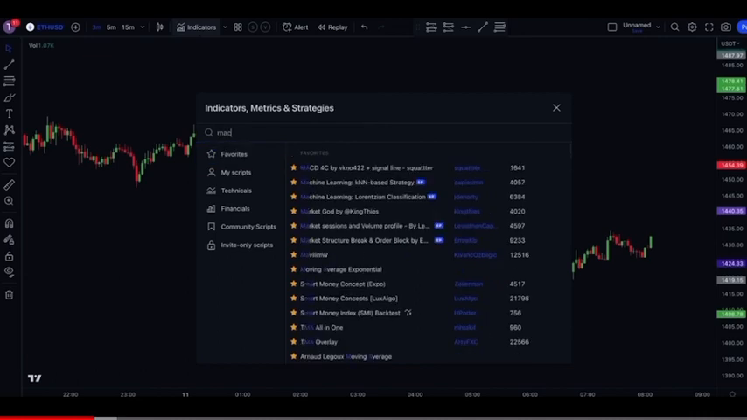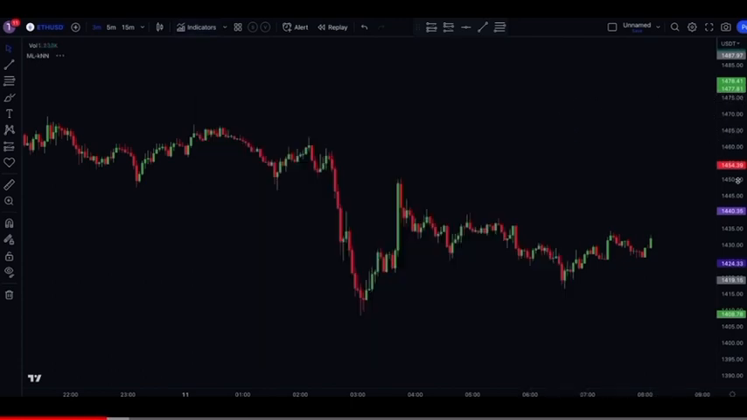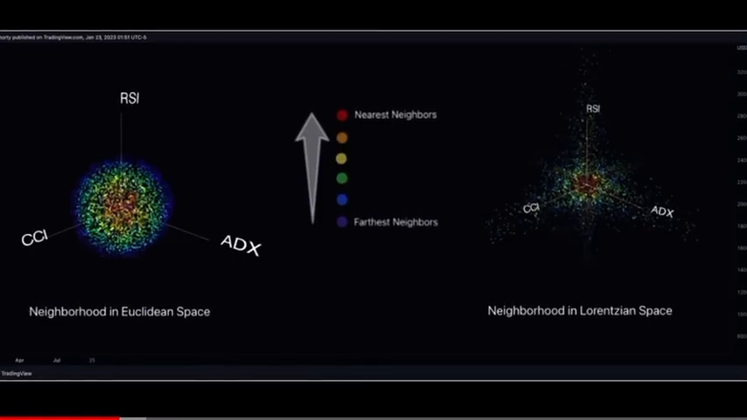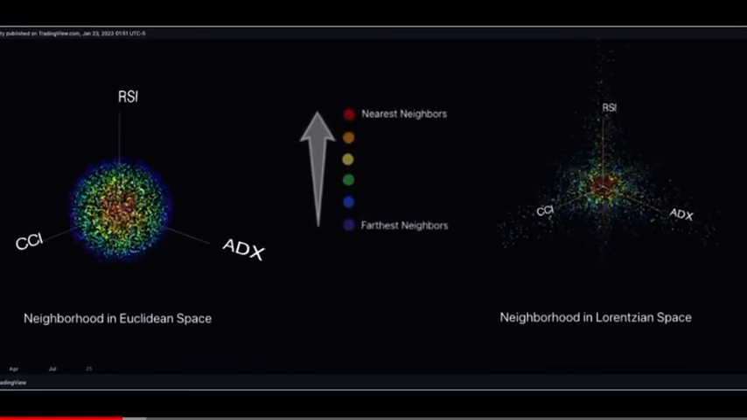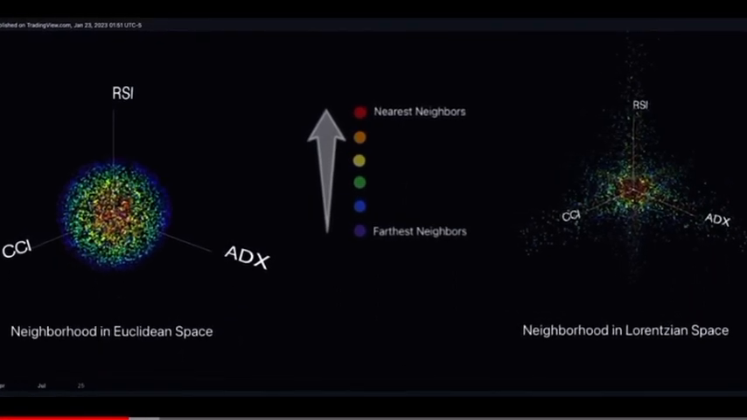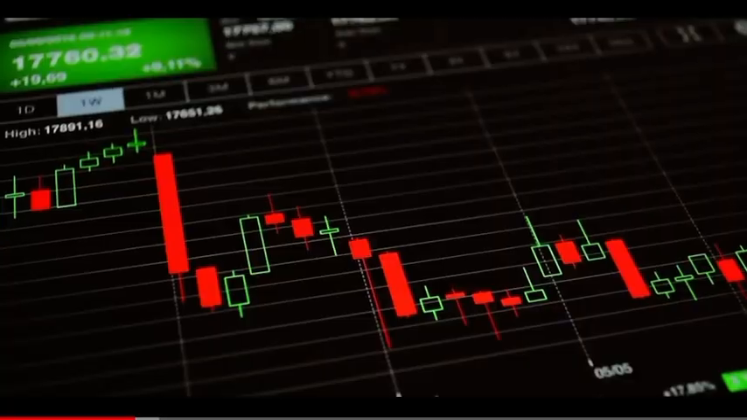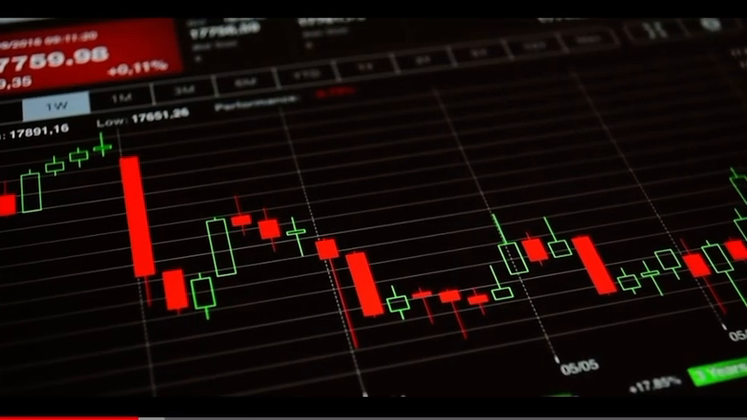So for the first indicator, let's add the machine learning KNN based strategy. Let's thank the creator Capissimo for this amazing indicator. The machine learning strategy works by analyzing historical market data and predicting the direction of future price movements based on patterns in the data. KNN is a classification algorithm that determines the class of a data point based on its nearest neighbors in a feature space. In the context of trading, KNN can be used to classify whether a stock price is likely to go up or down based on its historical data.